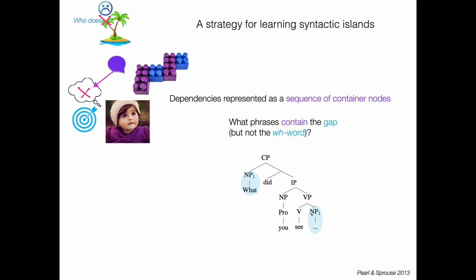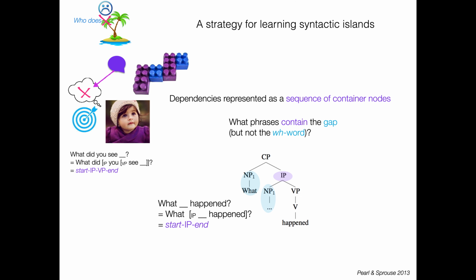So in "what do you see", you have the gap here, so the VP contains that, and then the IP contains the VP. And then the word "what" is contained by the CP, so you don't really have to include that, you're just trying to get to the "what". So the phrases would be IP and VP for this WH dependency, and you can sort of flatten that, as it were, represented as just a sequence. In fact, you start, and then it's IP, VP, and then you reach the gap end.